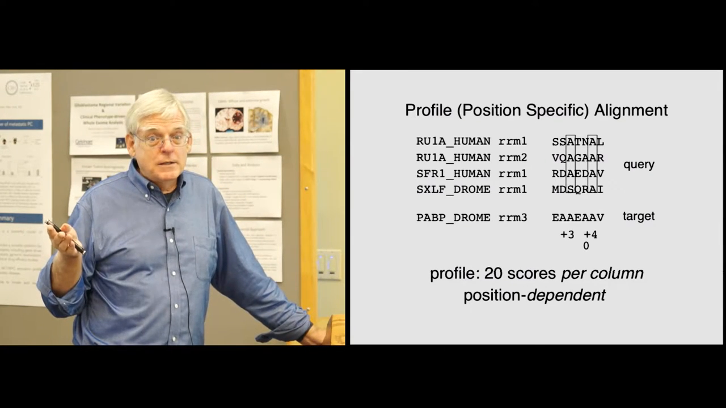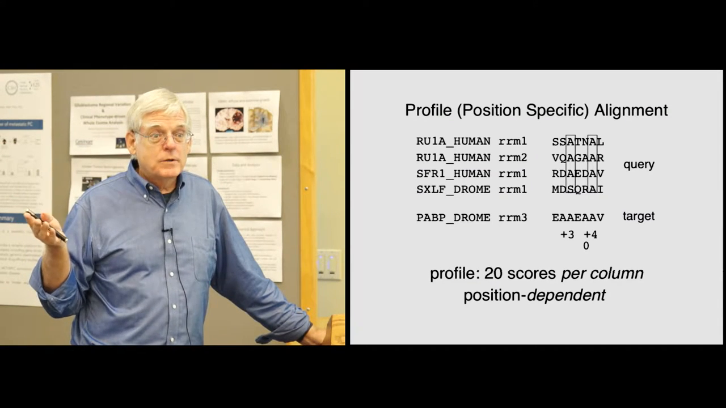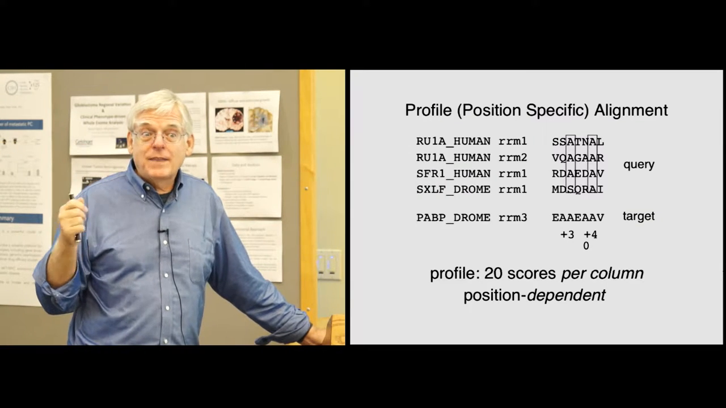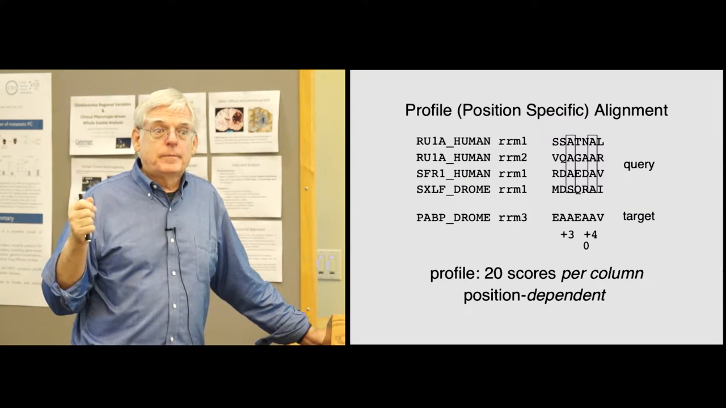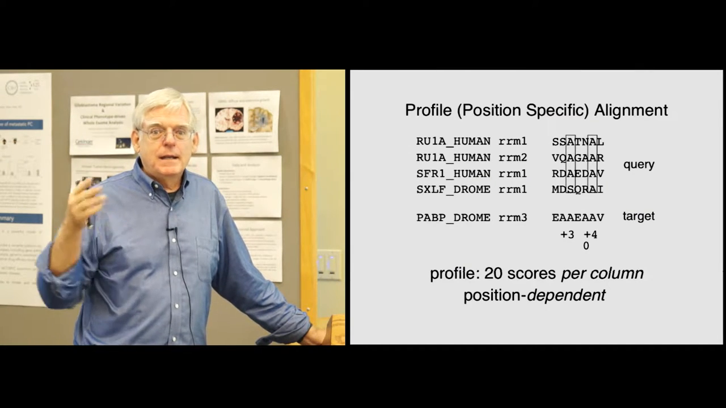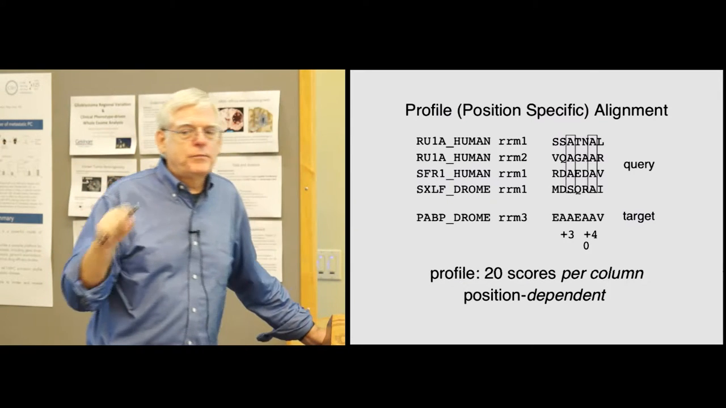So instead of 210 numbers, what I need is 20 amino acids times 400. I need 8,000 numbers, okay? And so if I need 8,000 numbers, I need data. I need to be able to look at lots of homologs to see what's happening at each of those different columns, okay?